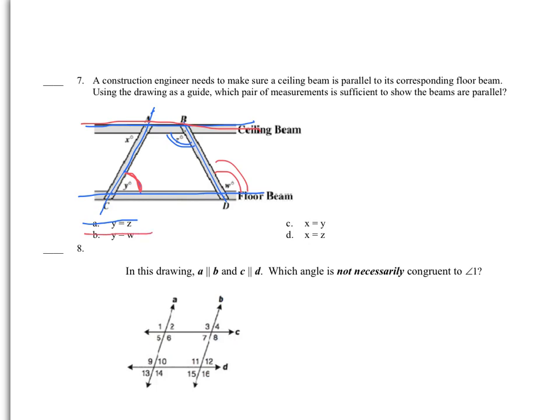X and Y, we're talking about this angle, and those are formed by this transversal and these two lines. They're alternate interior angles, so if they're congruent, then the lines are parallel. Well, we're saying they're congruent, which means that is what we need to know in order to prove that the lines are parallel. And then X and Z, again, that won't prove it. These two angles have nothing to do with this floor beam, so they can't possibly prove that the ceiling beam and floor beam are parallel.